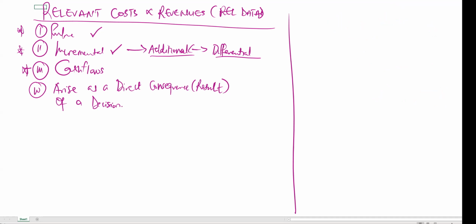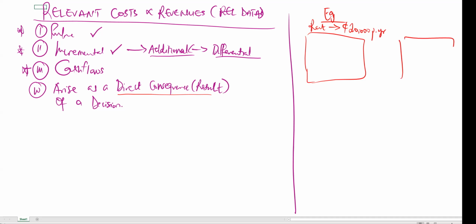And then we said what? It should arise as a direct consequence of a decision. So what I'm saying is, let's take a simple example. We have a warehouse, or we rent a warehouse, and the rent we pay the landlord is 20,000 Ghana cedis per year, or per annum. This is the warehouse that we have.